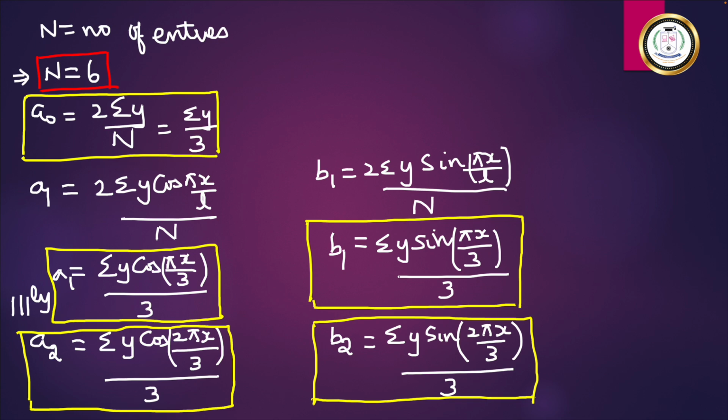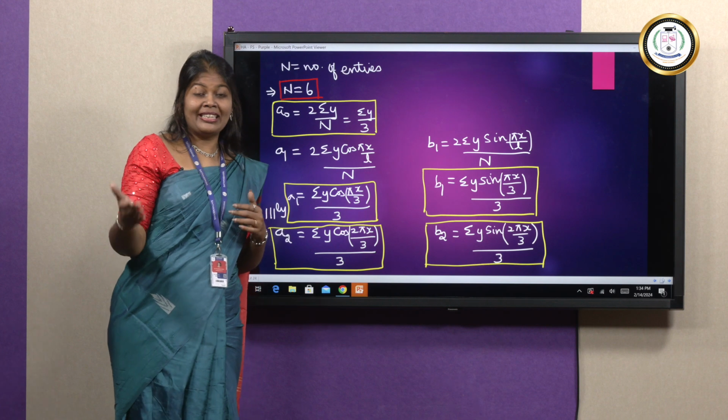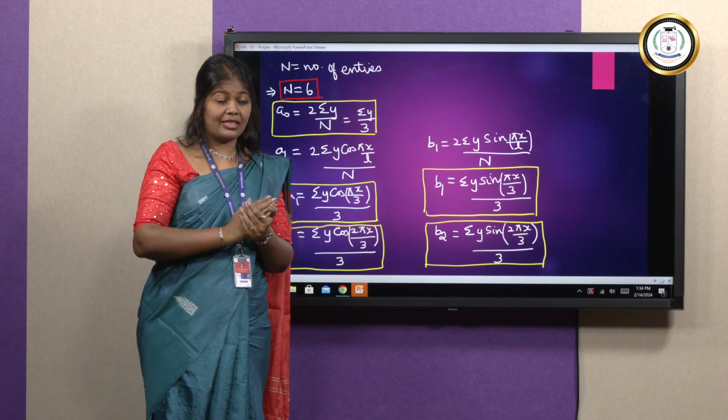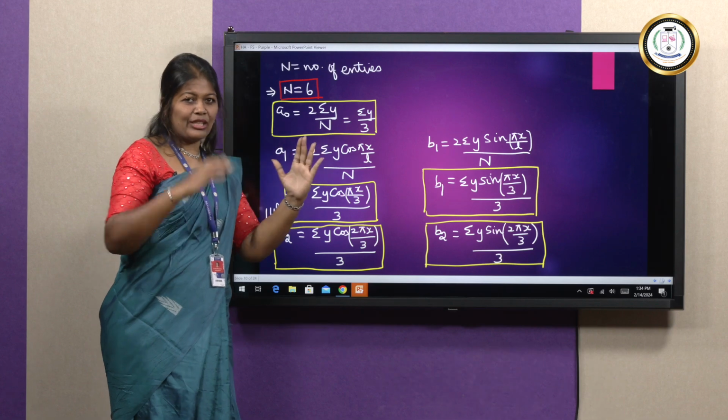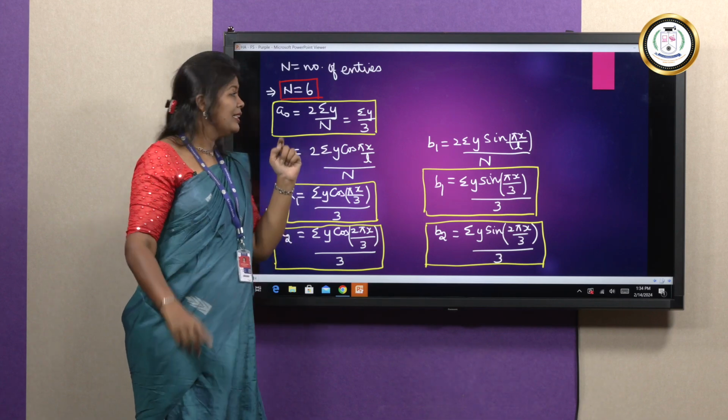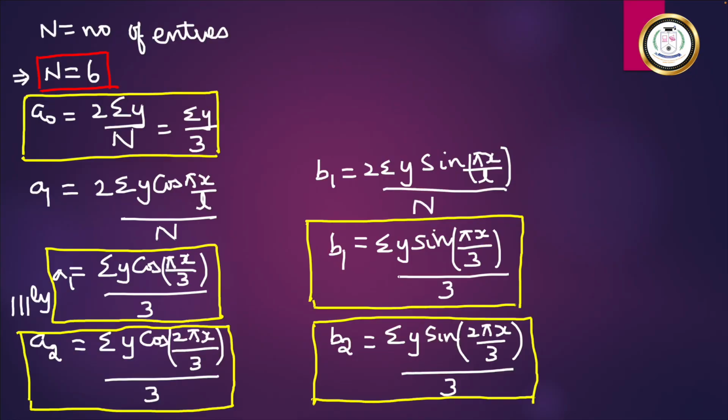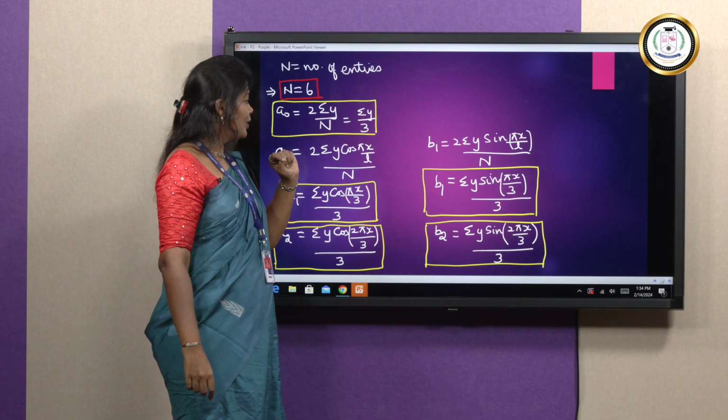So first thing, what should you do? Write down all the formulas of all the Euler's constants so that you know what you have to find, right? What columns you need in the table. It's very important you do that first. So what is A0 formula? And N is again 6. I hope you noticed that. From 0 to 5 we have 6 values, okay? So N is the number of observations strictly in one cycle. Now what is A0 formula? 2 sigma y by N, okay?